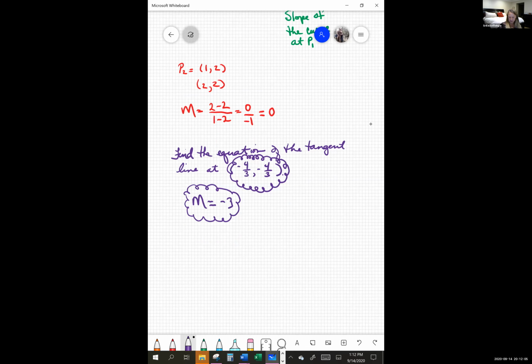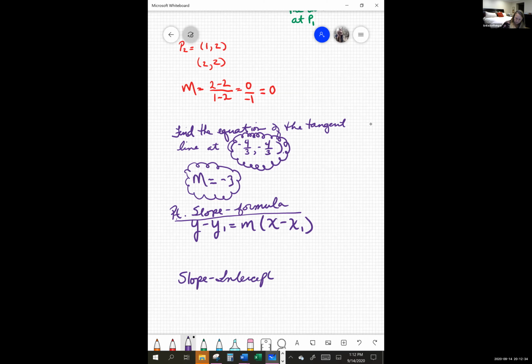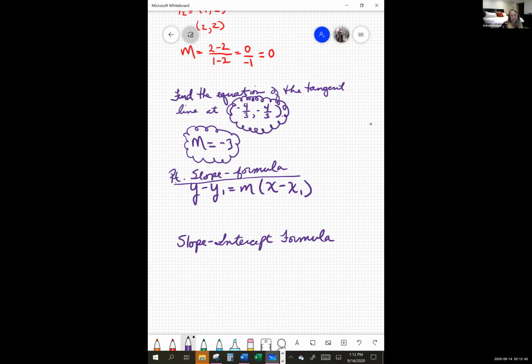So two ways to do this. You can look at y minus y sub 1 is equal to your slope all times x minus x sub 1. Your point-slope formula. Or I tend to like my slope-intercept formula. Either way, I'm going to get the same result. It's just that the slope-intercept formula is easier to graph when it's in this form. y equals mx plus b.